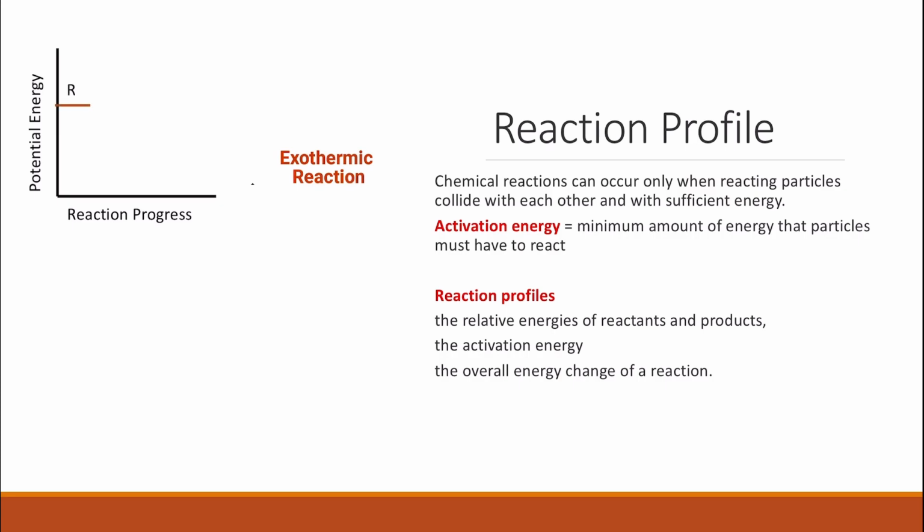And then we know that for an exothermic reaction, the energy of the reactants will be higher than the energy of the products. And then the reaction will proceed as follows. At the beginning, there must be an increase in the reaction energy, where energy must be supplied for the reaction to start, until we reach a maximum point. The difference between the energy of the reactants and this maximum point is called the activation energy.